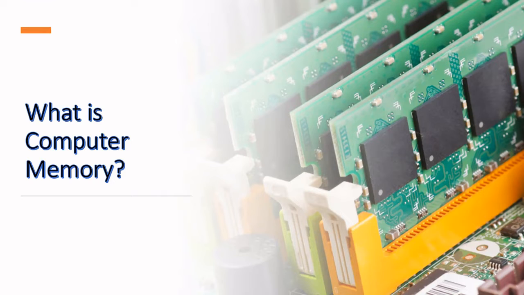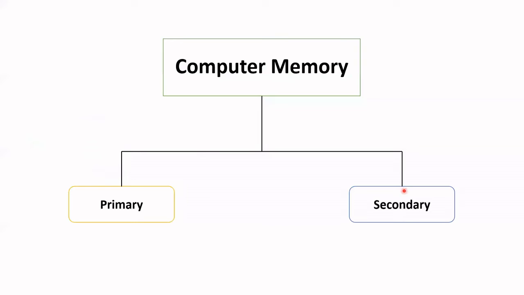If you take computer memory, it is just like the human brain. It is used to store data or instructions. It can store both input data and output data of the computer. Computer memory can be divided into two parts. One is primary memory, or we call it main memory, and the next one is secondary memory, which we call auxiliary memory.